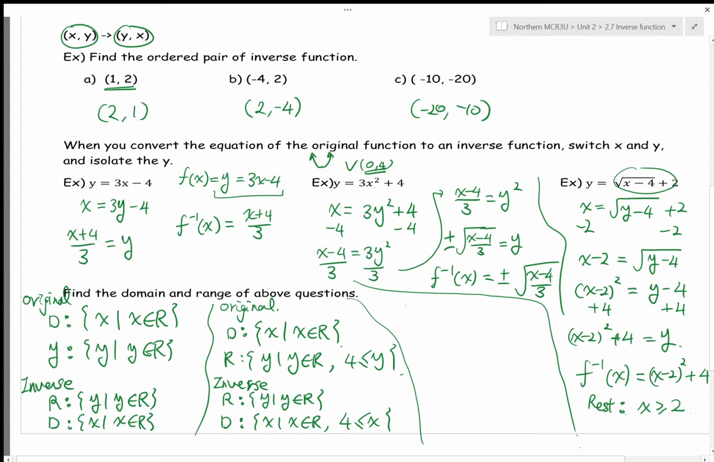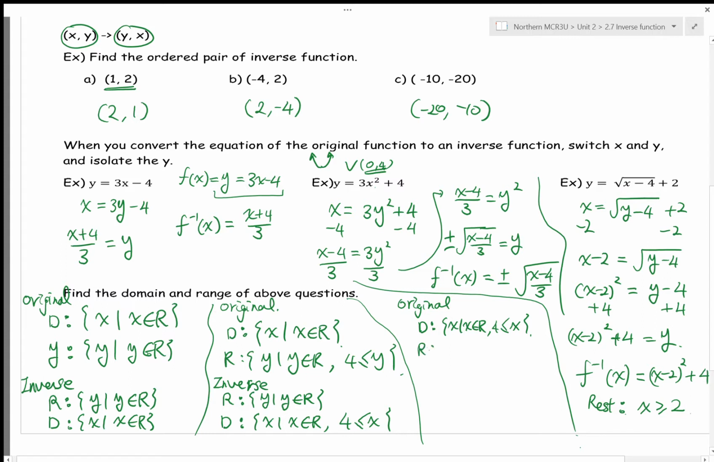So for the last one, the original domain is x such that x is an element of the real numbers, but x has to be greater than or equal to 4, right? Because what's inside of the square root sign must be greater than or equal to 0. So anything that is less than 4 for the x value will give you a negative number inside of the square root. Therefore, it's not possible.